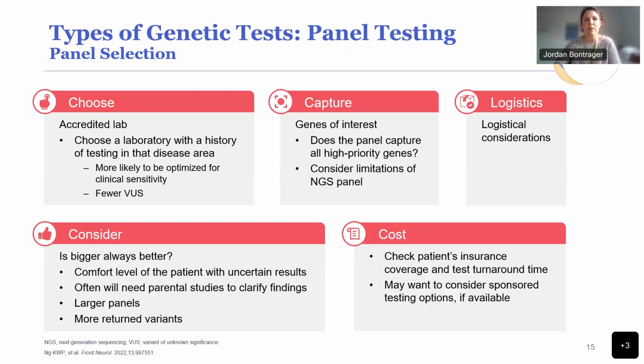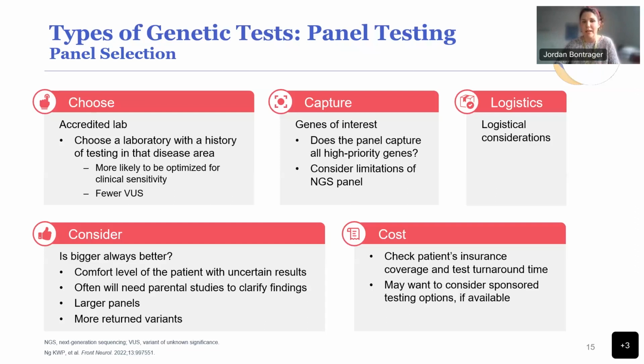But if you're able to do a smaller panel based on phenotyping and your differential diagnosis, I do recommend that, because the bigger the panel gets, the more uncertain findings that you need to weed through. And that can be confusing for patients, it can be confusing for clinicians. And so it opens up a can of worms that doesn't necessarily need to be opened if you're able to do a smaller panel first.